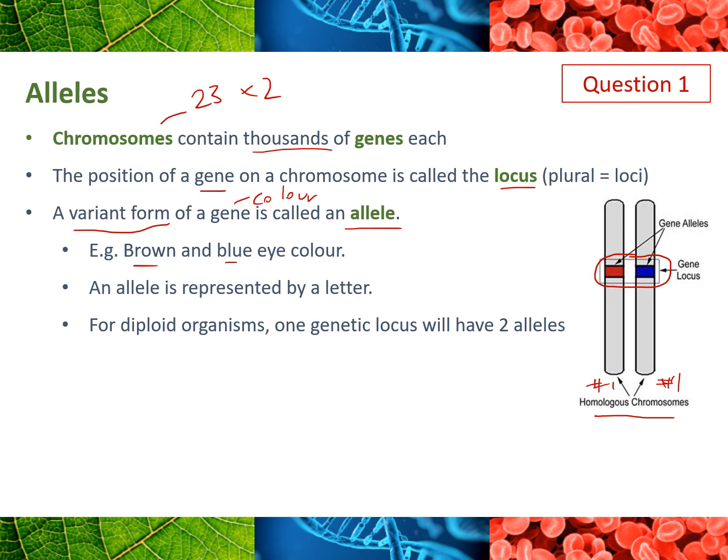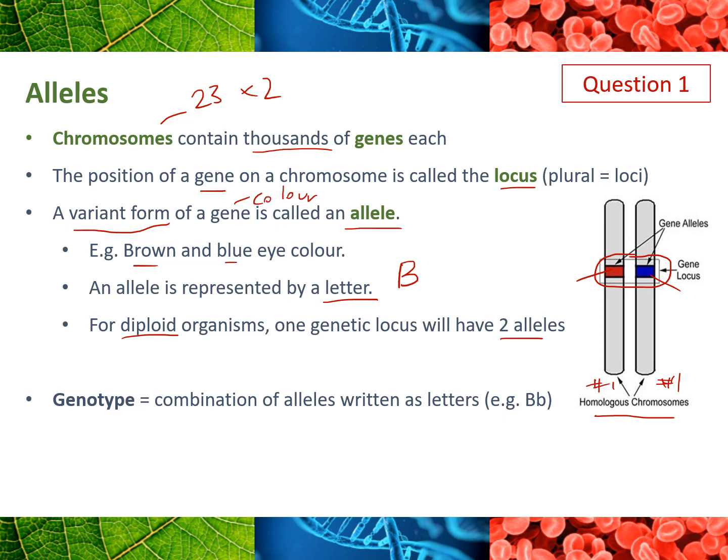Okay. When alleles are written down, they're represented by a letter. For example, we might use the letter B to write down a particular allele. And diploid organisms, so any organism that has two genetic parents, will have two alleles. You have one from one parent, one from the other. Now they may be the same allele, but they may not be.